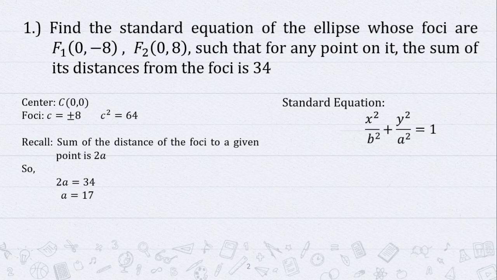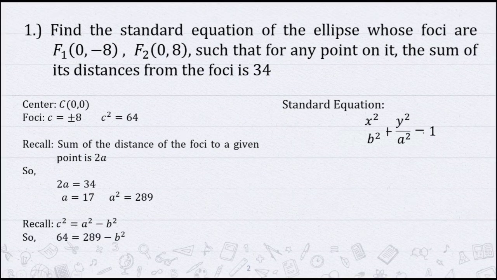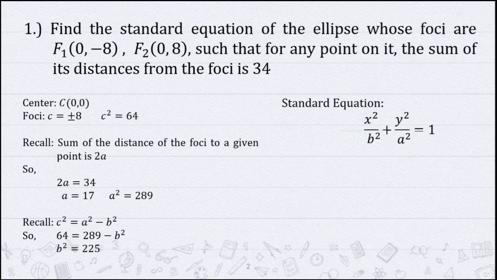Dividing both sides by 2, we'll have here a is equal to 17, which means that our a squared is 289. Since we already have our c squared and our a squared, we will be getting now the value of our b squared. Recall that c squared is equal to a squared minus b squared. Simply substitute the values of our c squared and a squared to get our b squared. What are we going to subtract to 289 to get the value of 64? That is 225. Therefore, our b squared is equal to 225.